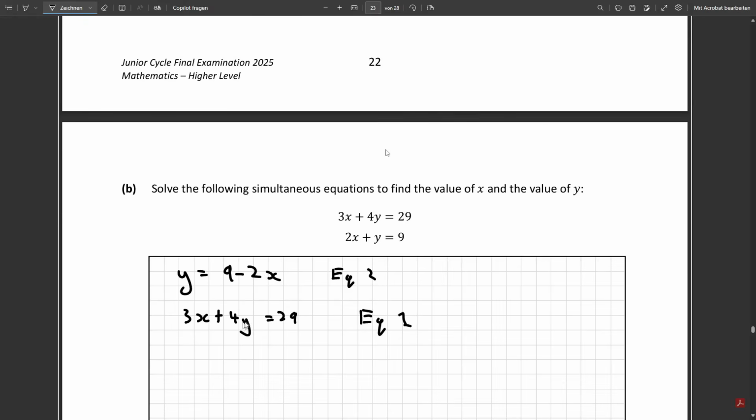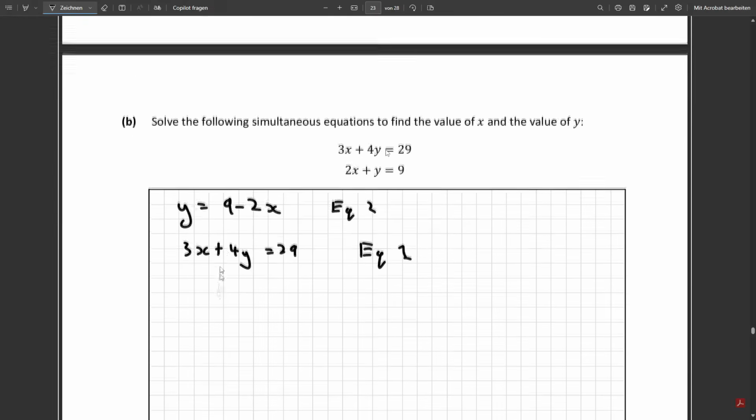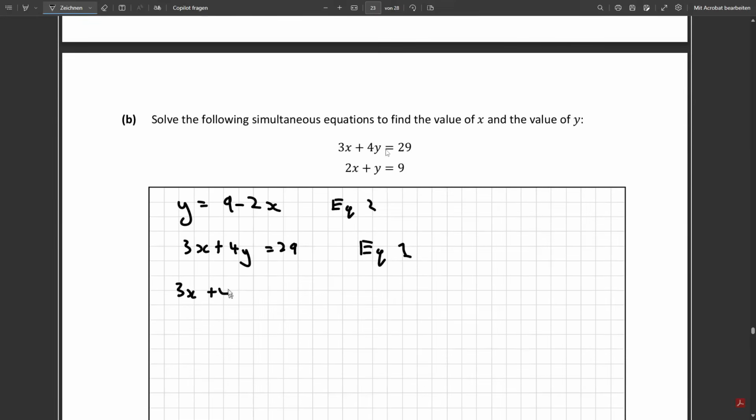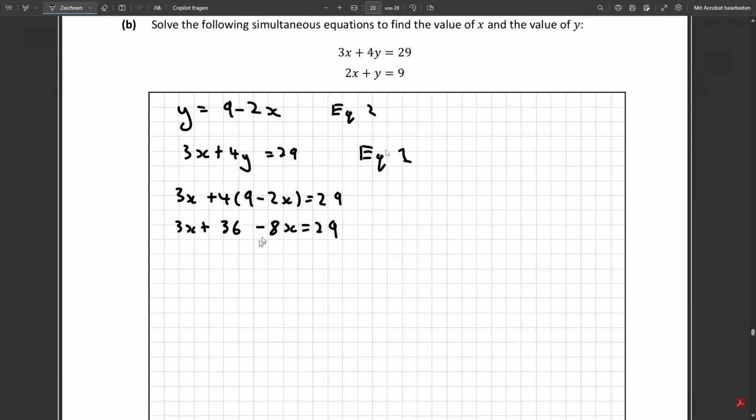And we know that this y here is 9 minus 2x. So we have 3x plus 4 times (9 minus 2x) is 29. So we have that 3x plus 4 times 9 is 36. We have minus 8x is going to be equal to 29. And then basically we'll have minus 5x. When we do that, bring the 36 to the other side as a minus. So 29 minus 36 is minus 7.